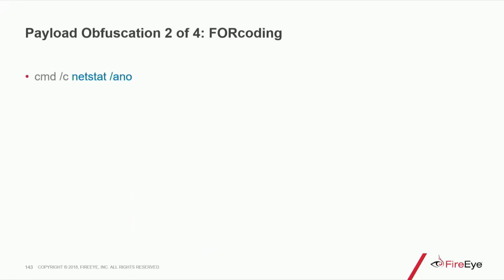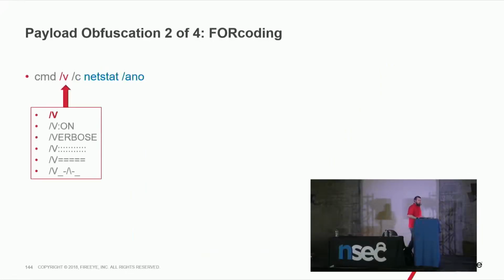So what do I mean? Well, let's start with our netstat command again. Let's make sure we have that v in there for variable expansion. And again, it could be any of these options, but we'll just stick with v.